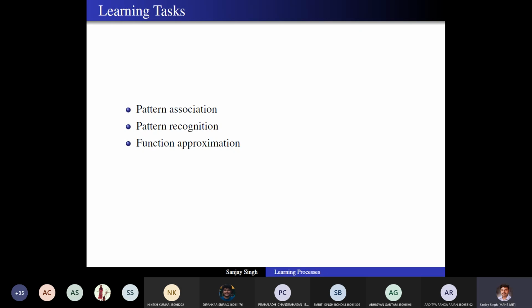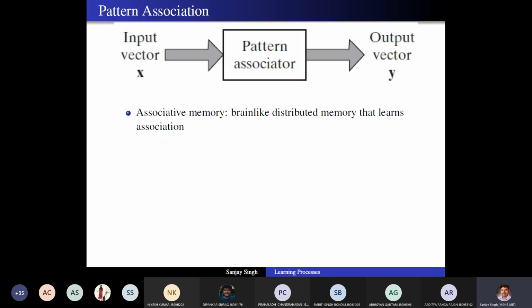So how is this done in a system, and basically how is it done from a neural perspective? Let's see. For pattern association, there is something called a pattern associator. You have an input vector and an output vector. This associative memory is like a brain-like distributed memory that learns associations, meaning this has to be associated with what.